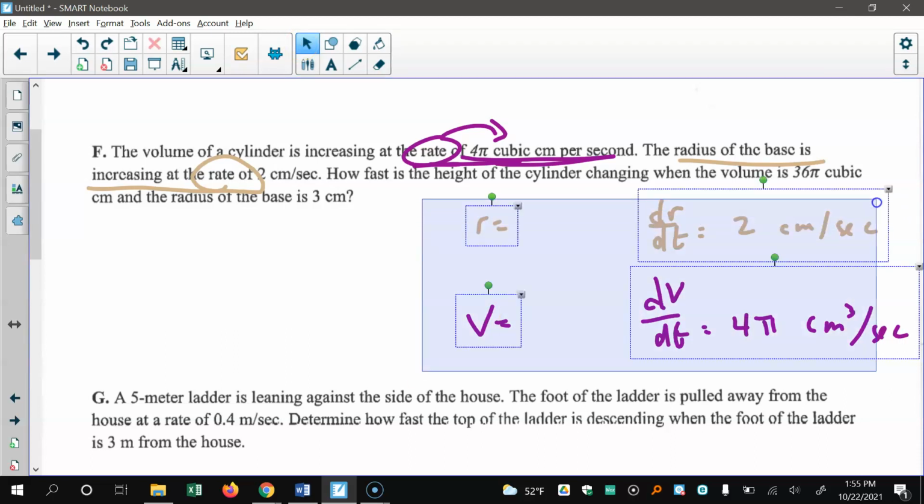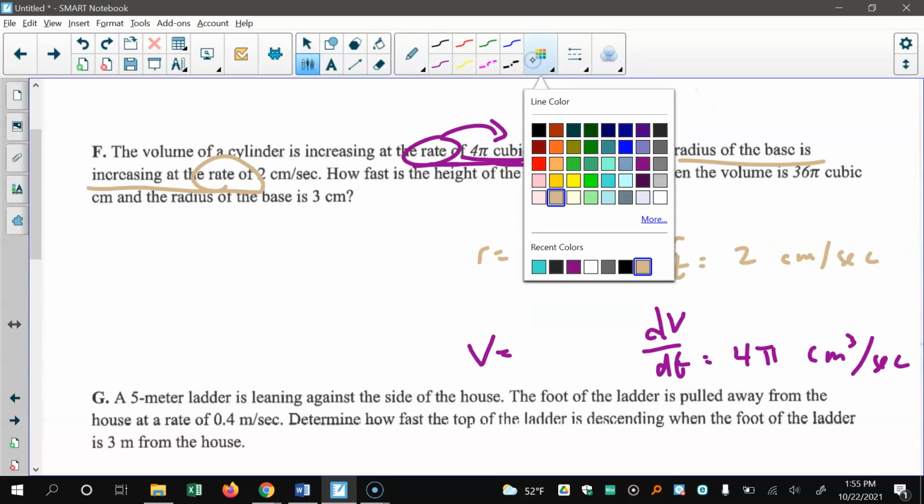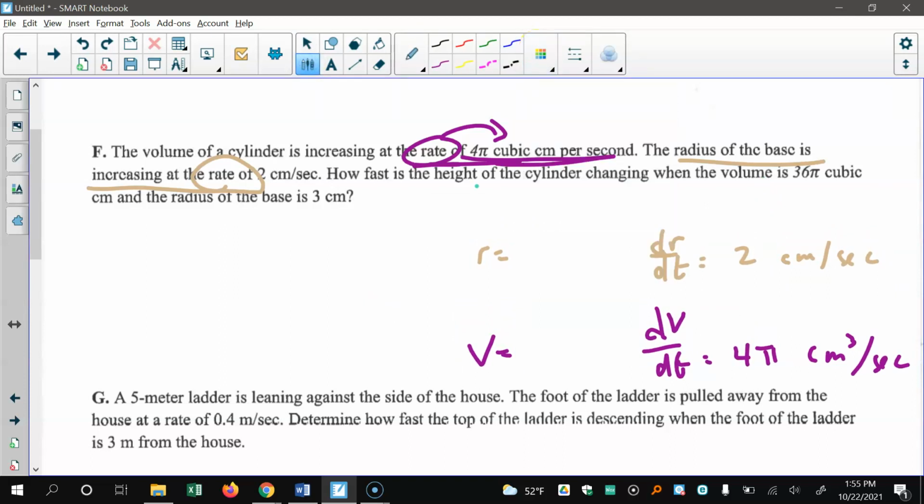Okay, so let's go and just move this down here. Let's go and put a height in here, and now the doorbell might ring, so let's see if it will get in the video. dH/dt, we want to know how fast the height is changing, so that's what we're trying to answer. When the volume is 36 pi, okay, volume is 36 pi, got it. And the radius is 3. Ooh, okay. Oh, shoot, they don't give me the height. Okay, well, let's see what we have here.